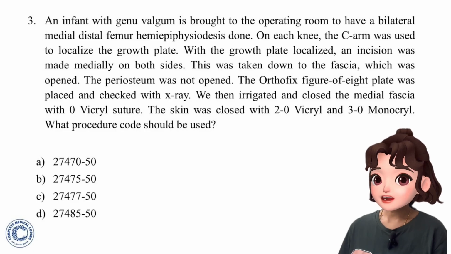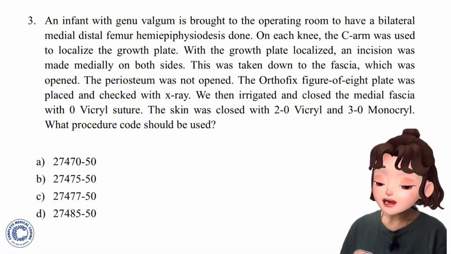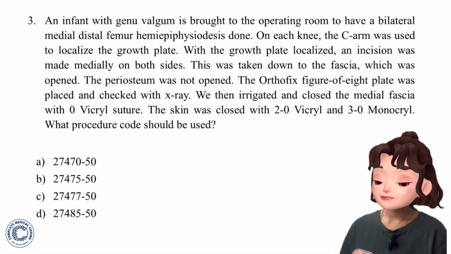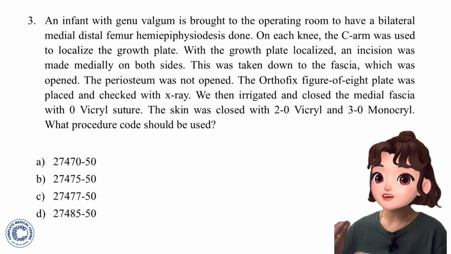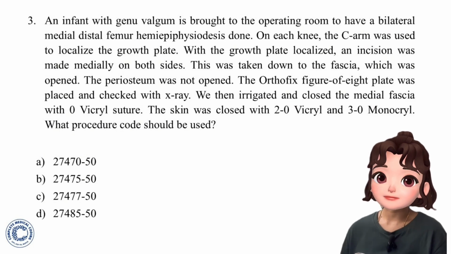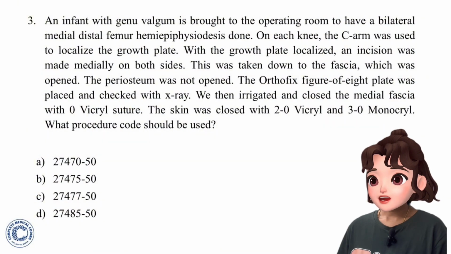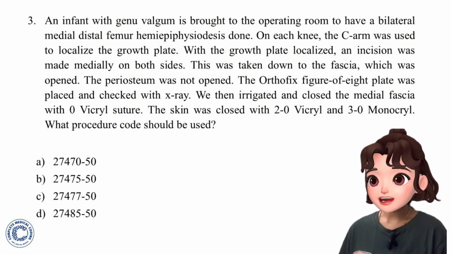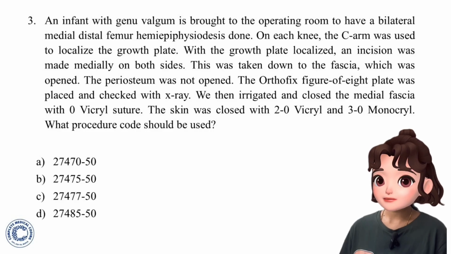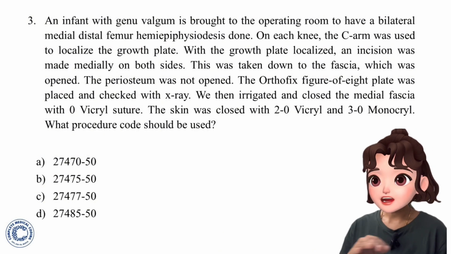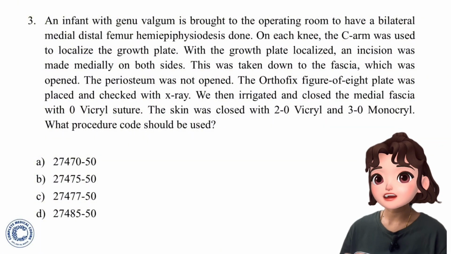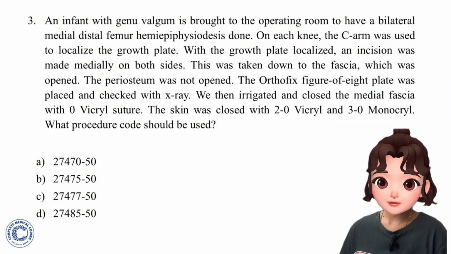Alright. So many details have been mentioned here, but you need to just identify what exactly the procedure carried out is. This is not a case study question, but still I'm telling you, you have to find out what procedure is being carried out here. Bilateral is clearly mentioned in the first line. Bilateral medial distal femur hemiepiphysiodesis.